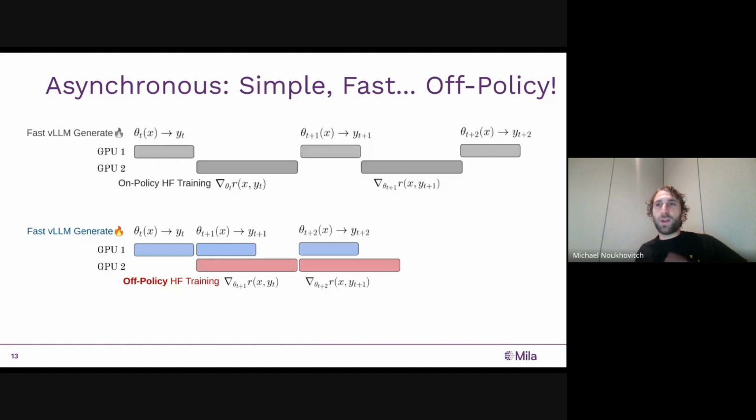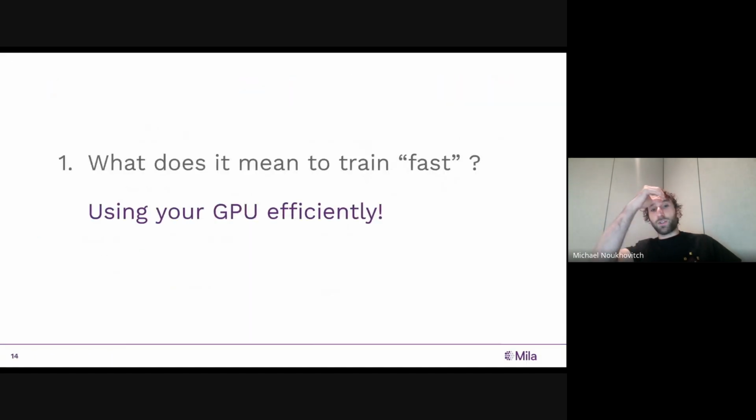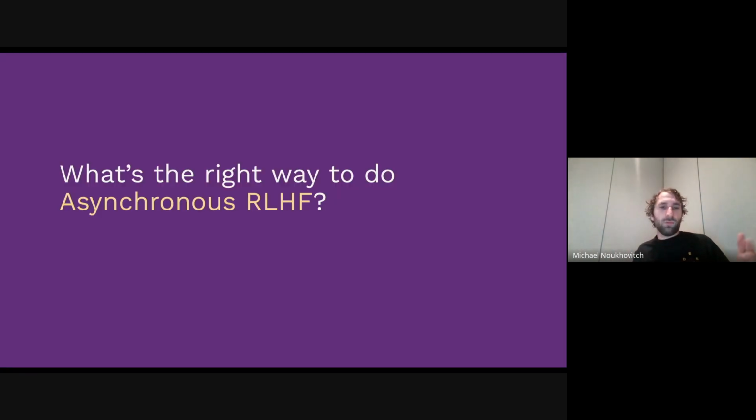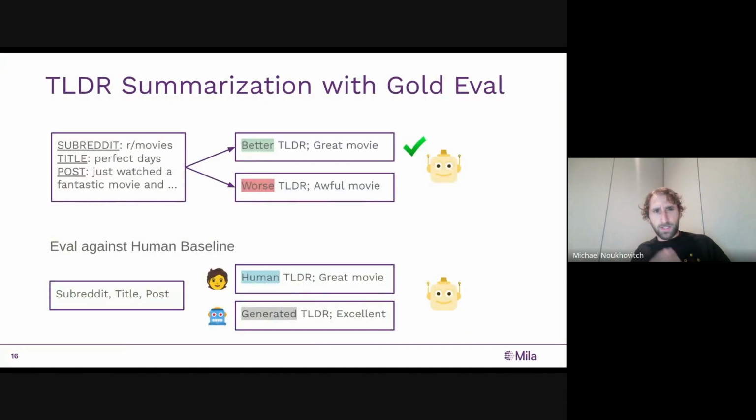So the questions that we were asking at the beginning. This question is, what does it mean to train fast? So let's just say we're removing all that empty space in our pipeline. We're using our GPU more efficiently. That's what we mean to train fast. And so what's the right way to do this paradigm? So in this work, we're going to be using a benchmark called TLDR summarization.